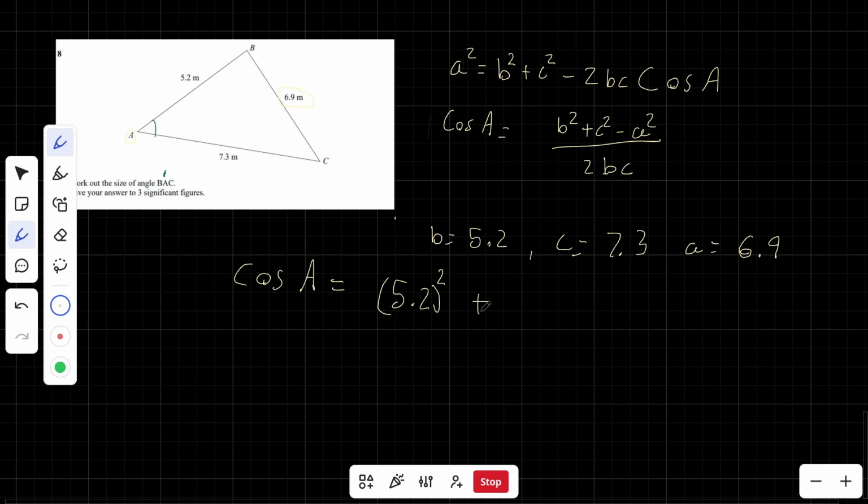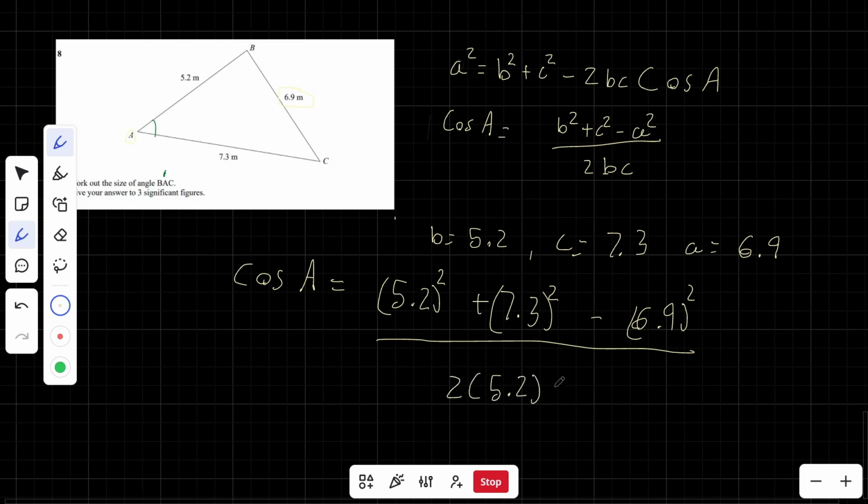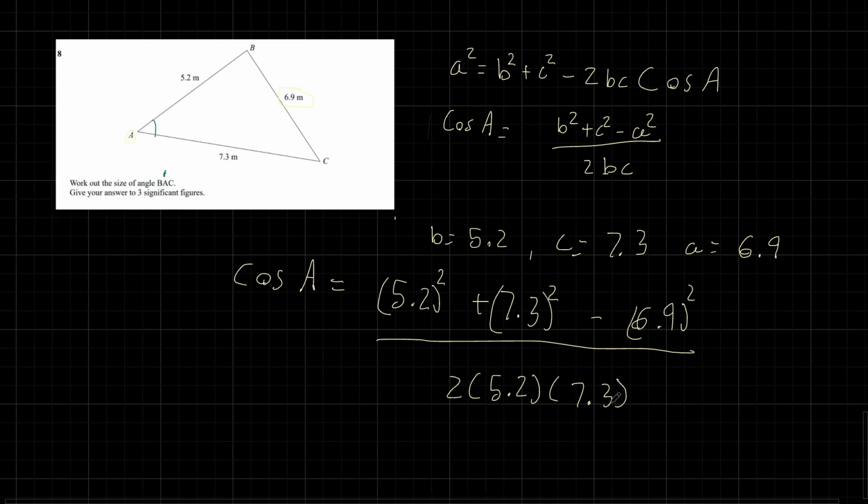Okay, so cos A is going to be 5.2 squared, add 7.3 squared, minus 6.9 squared, all over 2 times bc, so 2 times 5.2 times 7.3. And now I have my calculator right with me. So put all this in.